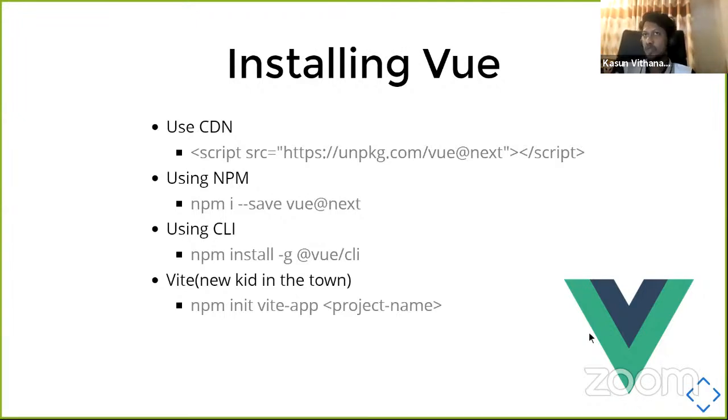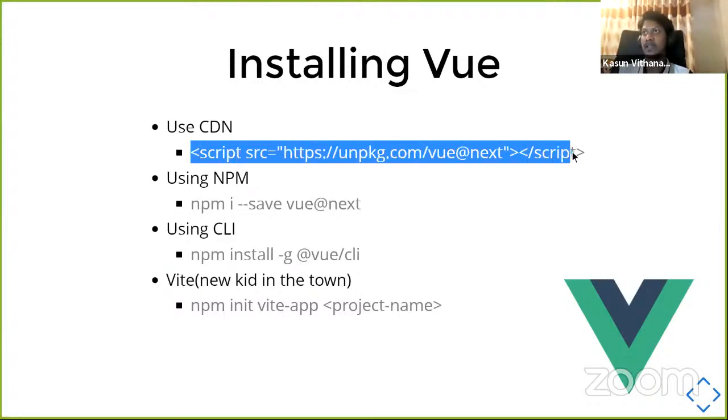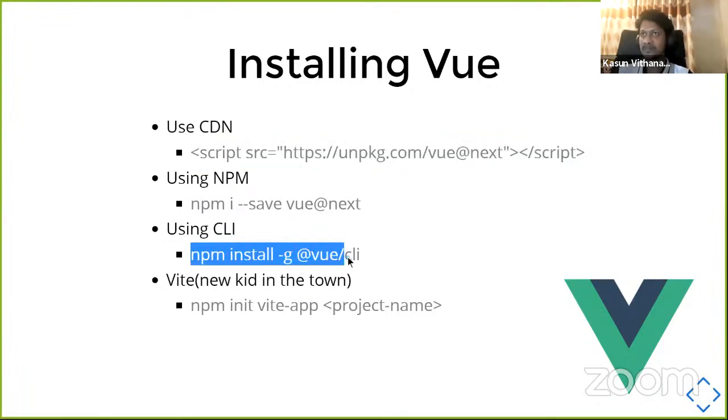Or most of the time you will be using npm and the CLI to initialize a project. And there's a new one called Vite, which is also from the Vue team, which is a very fast bundler, and it is actually extremely fast. So you can try that also. Basically, for the entire session, I'm going to use the CDN, and at the end of the session, I will show you some projects. For that, I have used the CLI.